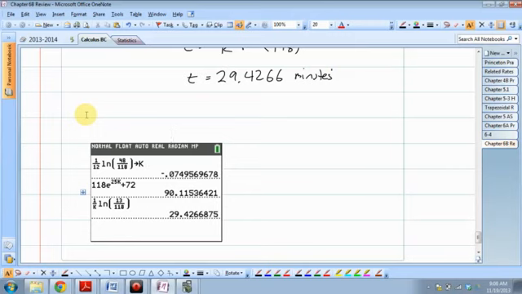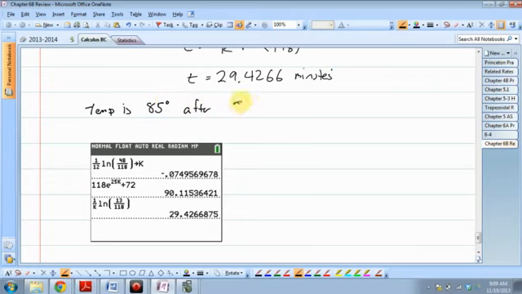Okay. So, the temperature is 85 degrees after 29.426 or 29.427 minutes. Yeah.